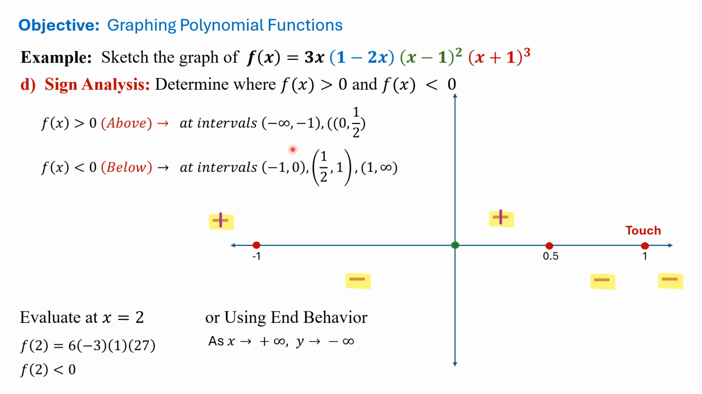Take note, you can see that I'm writing open intervals because what we want here is f of x greater than 0 and f of x less than 0 without the equal sign. So you will never include the endpoints. So that's how you will find the sign analysis.